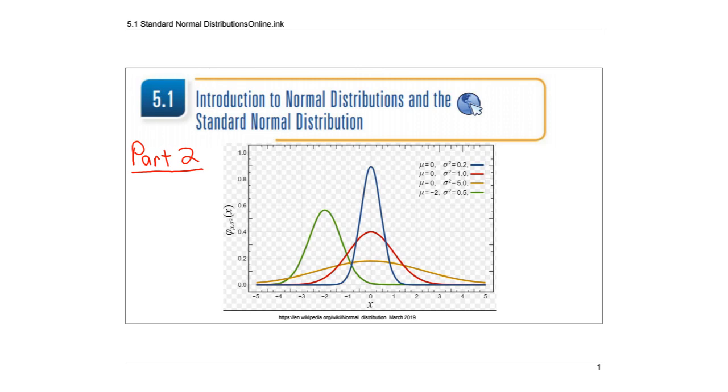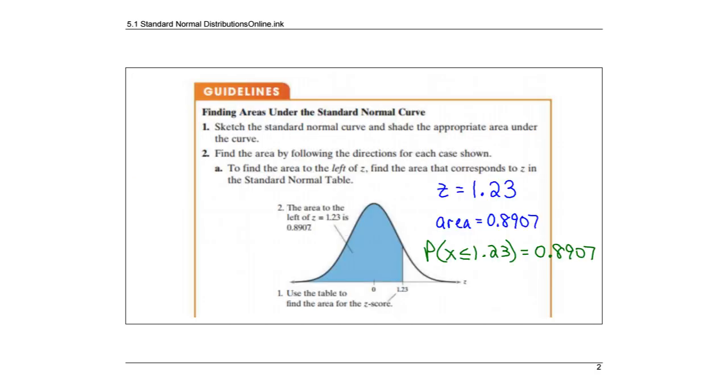Okay, so let's look at section 5.1, part 2. So we've been looking at this where they ask us for the cumulative area to the left of z equals 1.23. So you can see 1.23 is right here. We have a standardized number line here with 0 in the middle and standard deviation of 1.